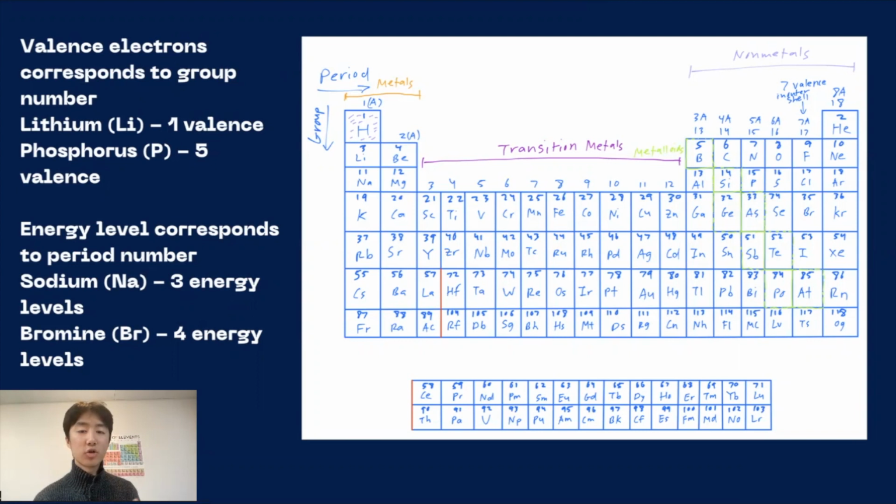To talk about valence electrons, as I said, as you go right across groups, the valence electrons correspondingly increase. For lithium, Li over here, there's 1 valence electron. And for phosphorus, since it's over here in group 15, there are 5 valence electrons. For energy levels, as you go down the periodic table, the number of energy levels increases. For sodium, since it's the third period, the number of energy levels is 3. And for bromine, since it's the fourth period, the number of energy levels is 4.